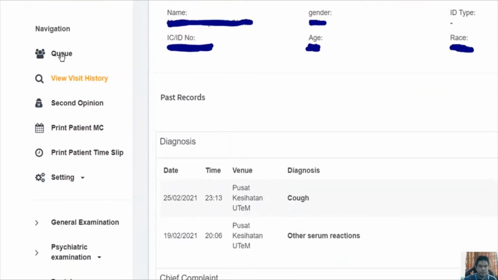So this is a queue. When you register at the counter, the patient will be sent to the queue, yeah? This is an electronic queue. So when the doctor clicks this queue button, a list of patients already waiting for consultation appears.